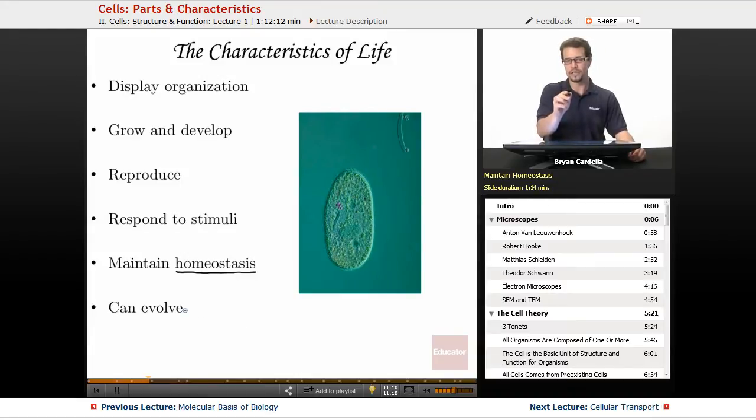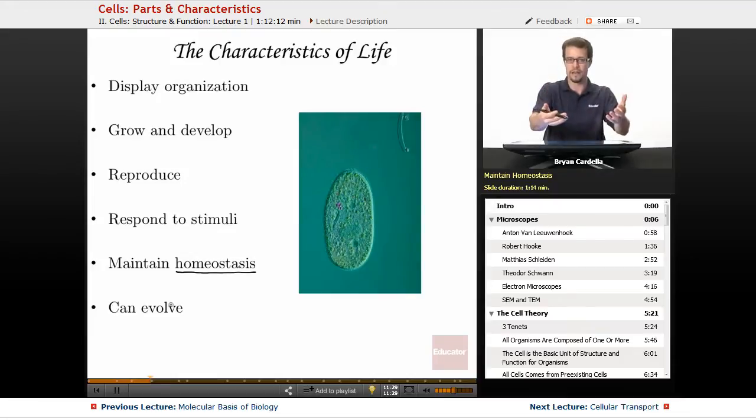And can evolve. Now this will make more sense with the evolution lesson, but an individual organism cannot evolve. I was born Homo sapiens sapiens. That's the species and subspecies I'm a part of. I will perish as that particular species.